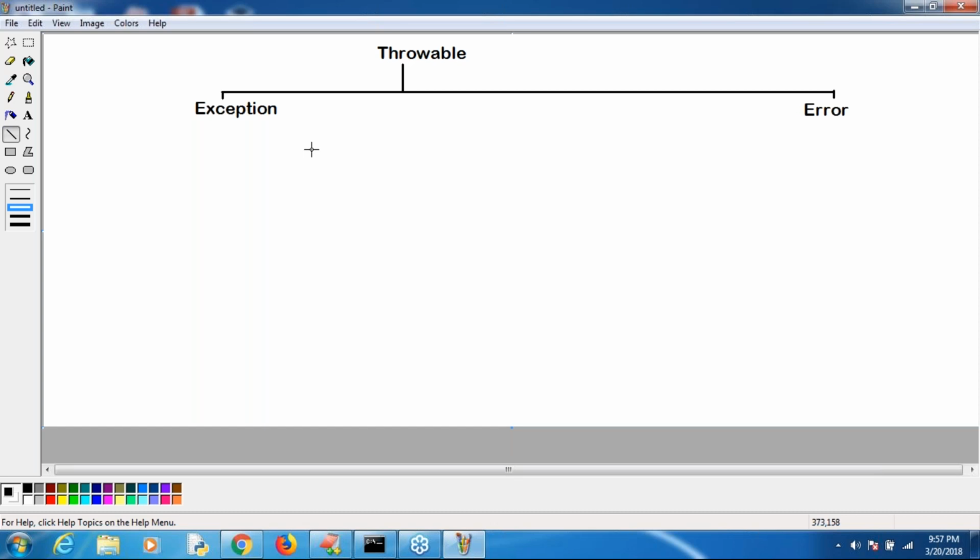Now, a very common question for the interview room. What is the difference between exception and error? Anyone, can you please tell? Very common question for the interview room. What is the difference between exception and error? Okay, sir, very simple.